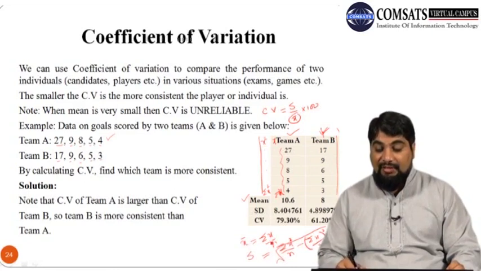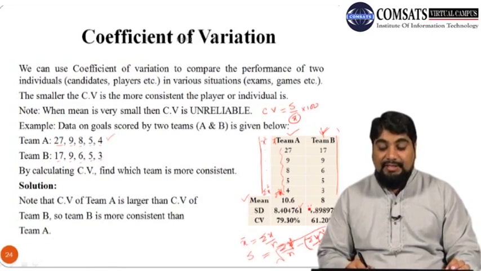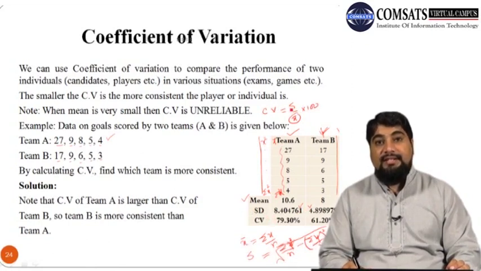In the case of team B, since I have changed the notation to y, just adjust this formula by replacing x with y. The standard deviation for team A is calculated to be 8.40, and for team B it is 4.89. Next, in order to calculate the coefficient of variation, just divide the standard deviation by the arithmetic mean, x bar, and multiply this fraction by 100.